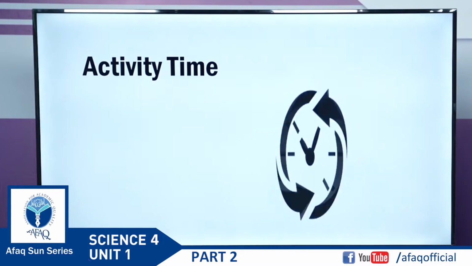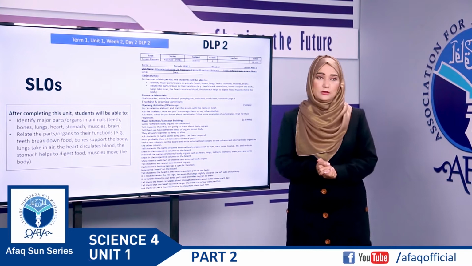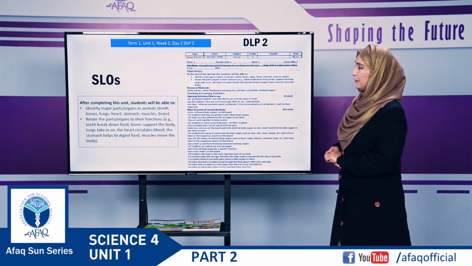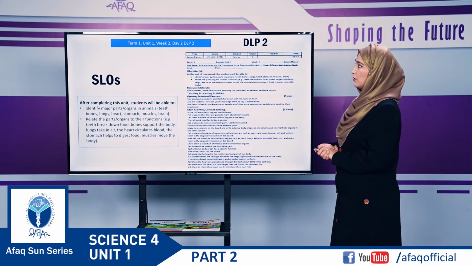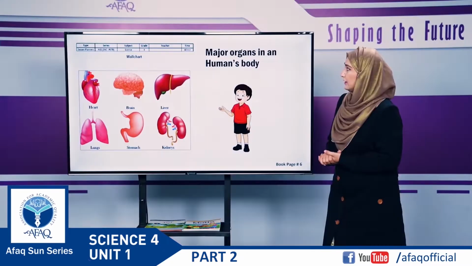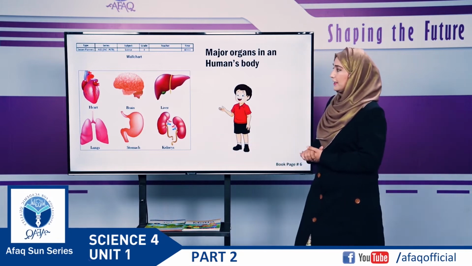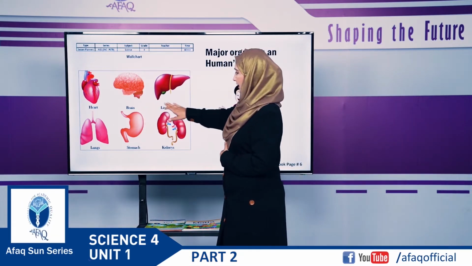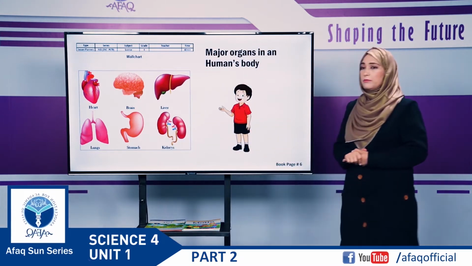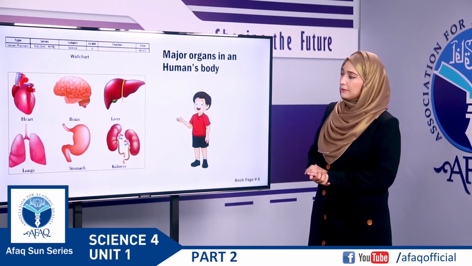It's activity time. Now in this lesson plan we are going to cover 2 SLOs. The complete methodology for these SLOs is given in DLP 2 of day 2, week 2, unit 1, term 1. Here you can see a wall chart. This wall chart represents different organs of the human body. You can see heart, brain, liver, lungs, stomach and kidneys of a human body. So we are going to learn about the different organs of an animal's body.